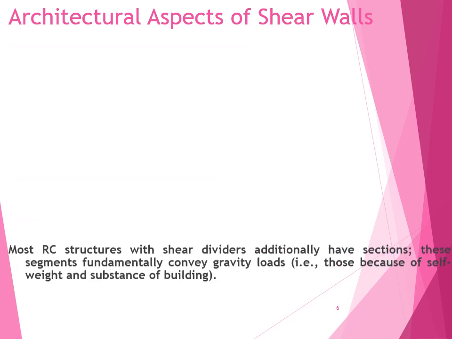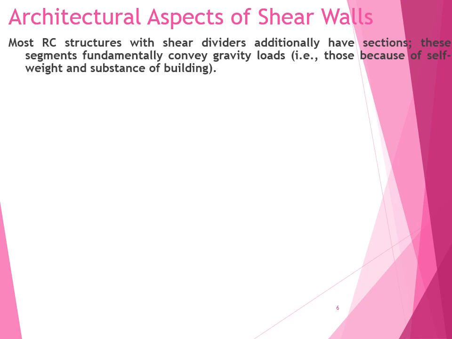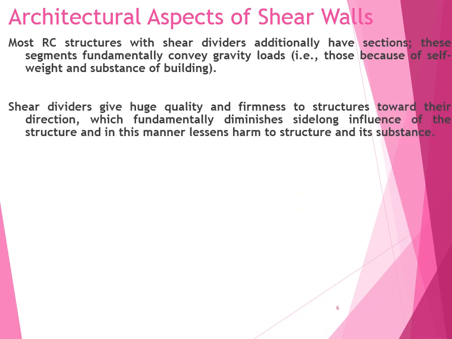Architectural aspects of the shear walls. Most RCC structures with shear walls also have columns. The columns fundamentally carry gravity loads, those due to the self-weight and contents of the building. Shear walls provide a large amount of stiffness to the structure in the lateral direction, which significantly reduces lateral sway of the structure, and thereby reduces damage to the structure and its contents.